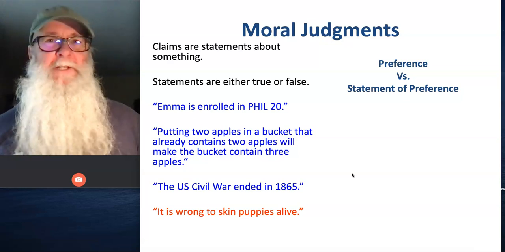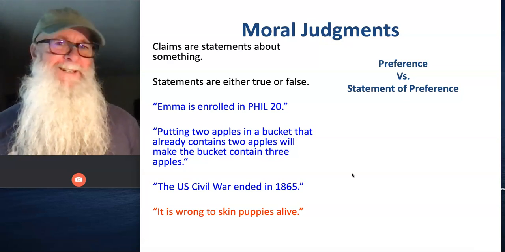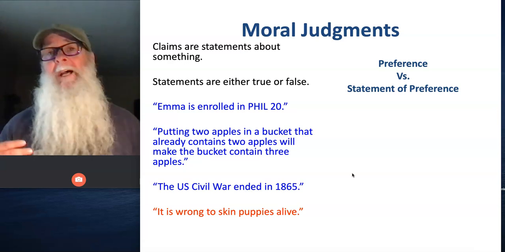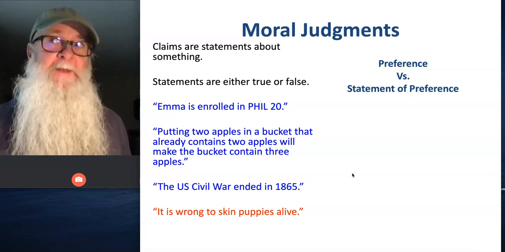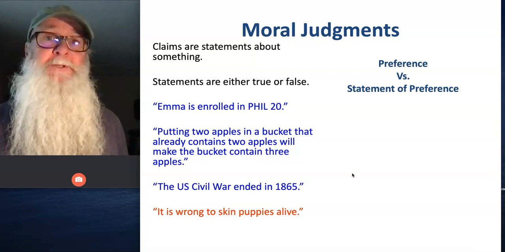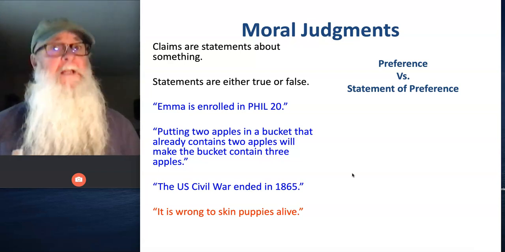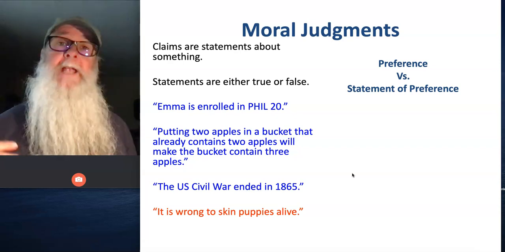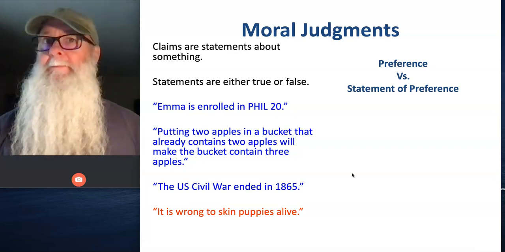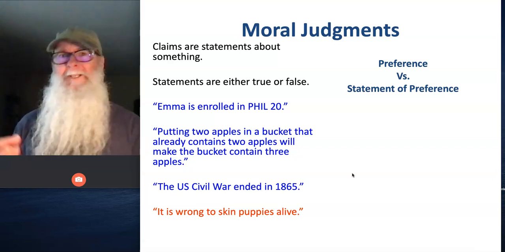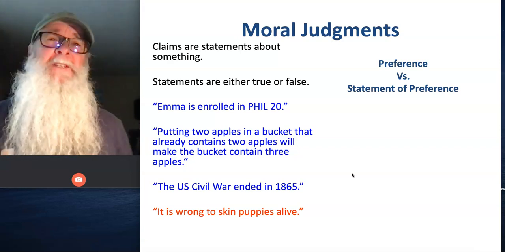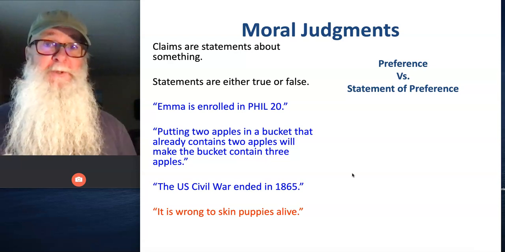And that preference is neither true nor false, right? It just kind of is. But when I start to make statements about that preference, now I'm going to be making claims that are either true or false. So if I really do prefer vanilla ice cream to chocolate, and I state to you, I prefer chocolate ice cream to vanilla ice cream, I just made a false statement. Okay, so statements of preference are either true or false.